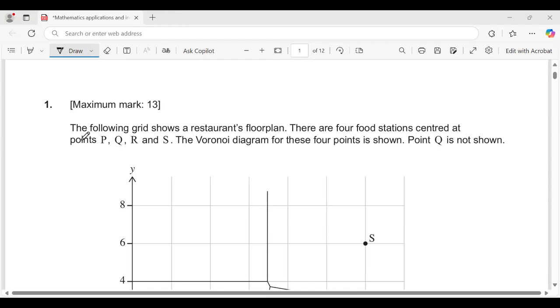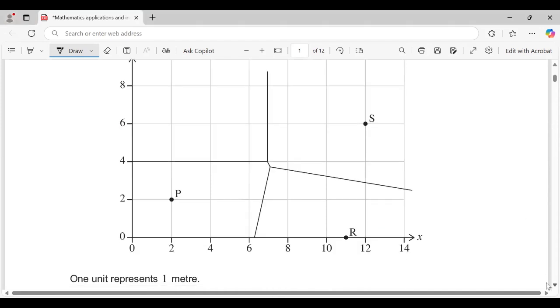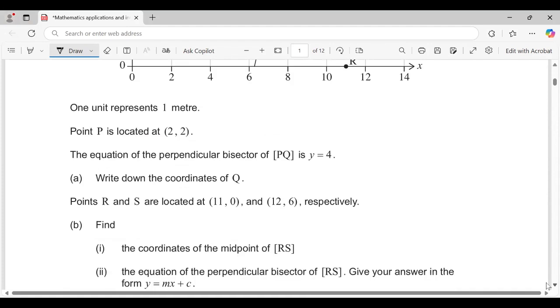Number one, the following grid shows a restaurant's floor plan. There are four food stations centered at points P, Q, R, and S. The following diagram for these four points is shown. Point Q is not shown.